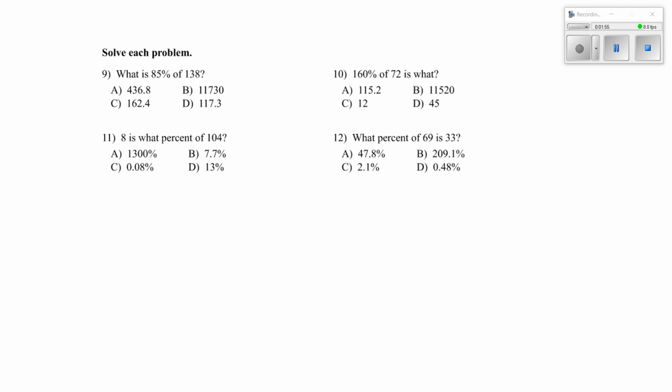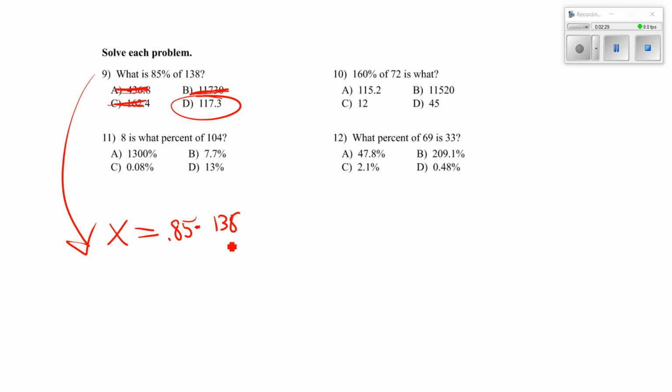Alright, and then we went to percent problems. Now some of you can do this and just think about what is 85% of 138. Well, I know that 85% is less than 138, so that would take this out, and this out, and this out. So this one has to be 117.3. But if I want to actually do the problem, the easiest way to do it is to translate it word for word. What would be an x, is would be an equals, 85% would be 0.85, of is times 138. And if you do 0.85 times 138, you get 117.3.